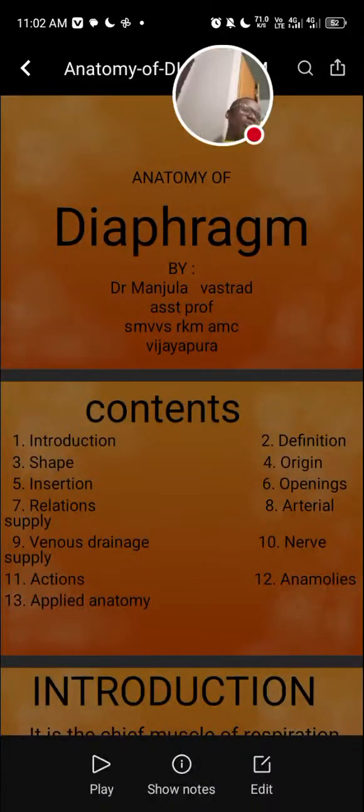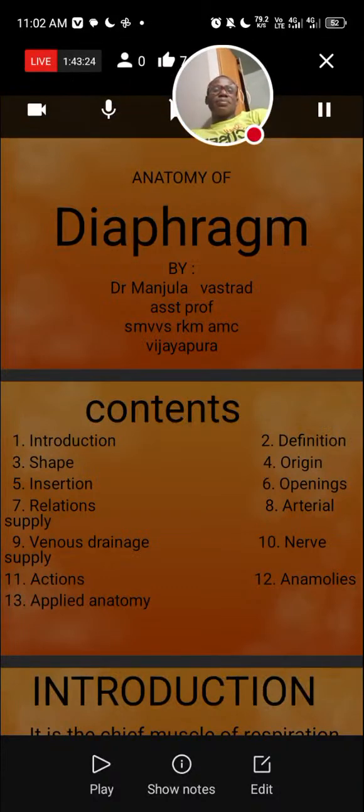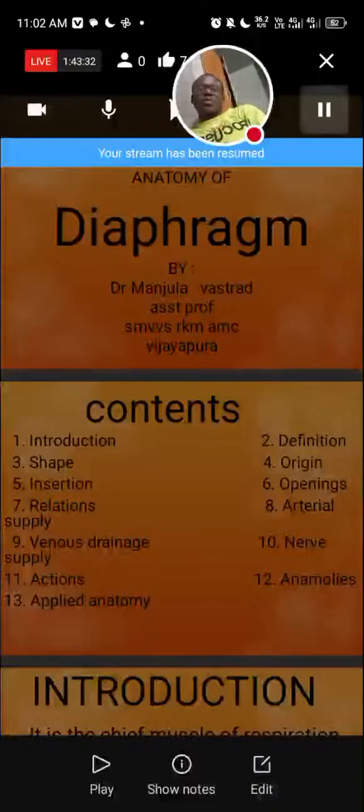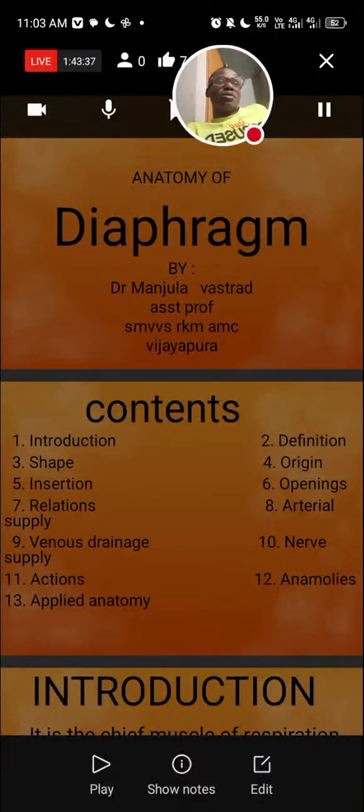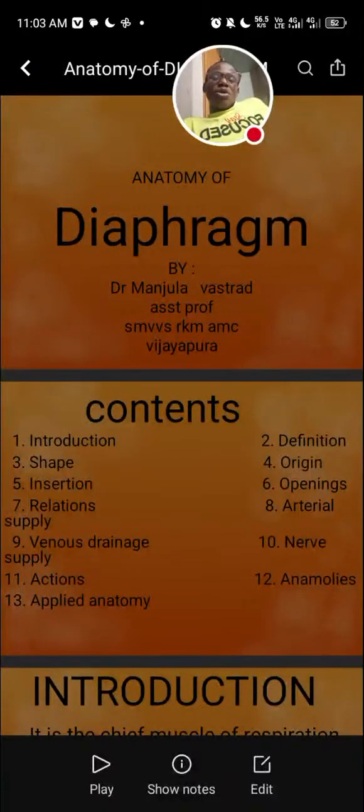Moving away from there, we also have congenital hiatus hernia. That is failure of the diaphragm to develop from any of the sides, the left side or the right side. So that's the concept that is there.